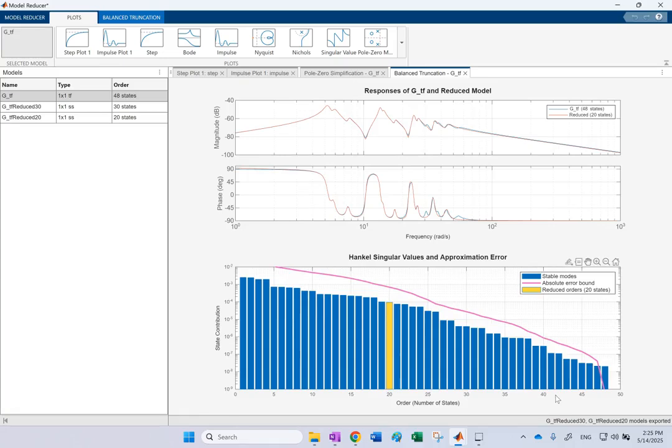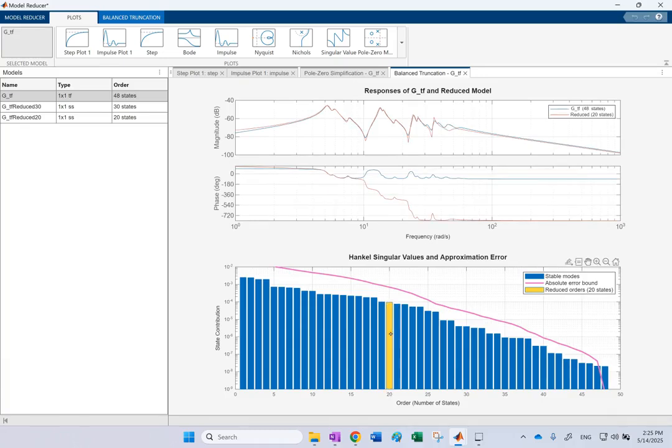And it's always good to keep the ones on the left and get rid of the ones on the right. So if I say order is 20, it means I keep all of the ones from 1 to 20, and then from 21 to 48, I get rid of them because they have what? They have a smaller sigma, right?